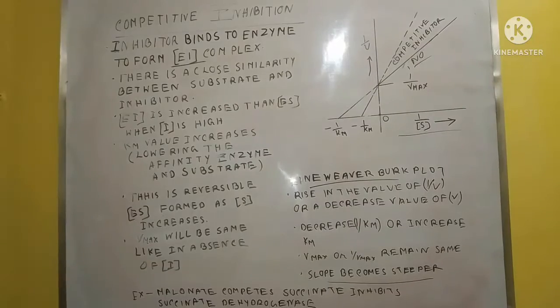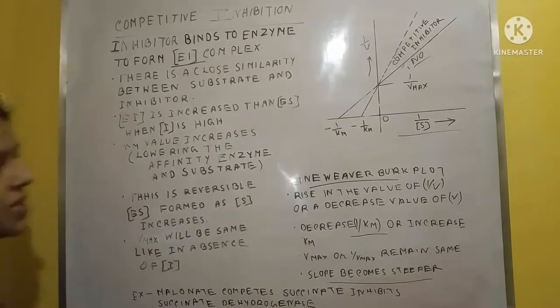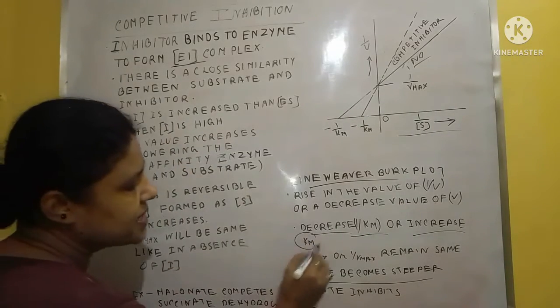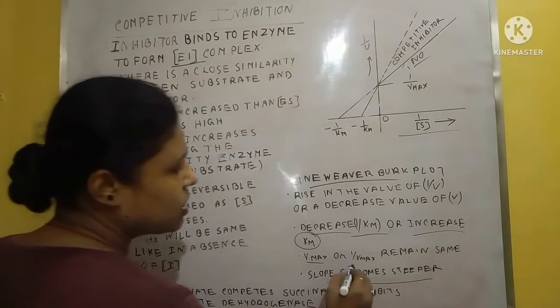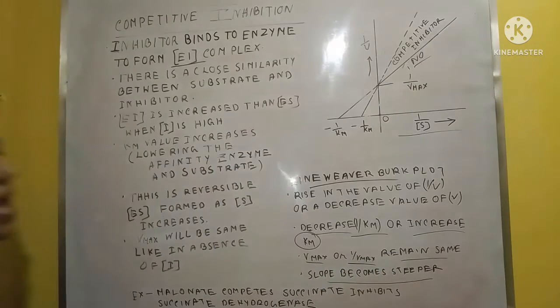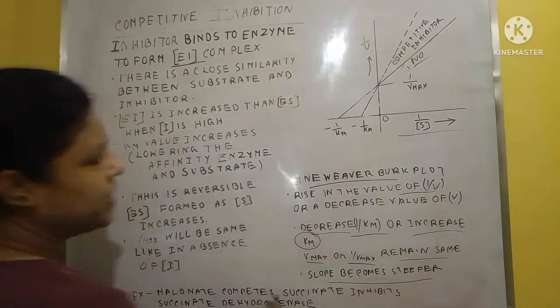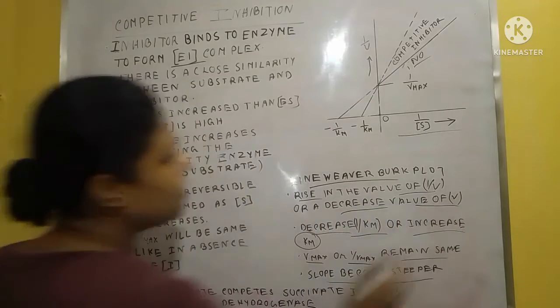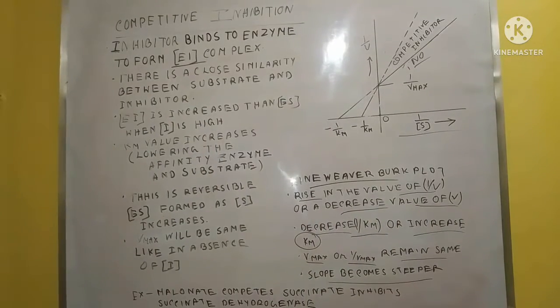And what situation arises here? 1 by Km decreases, but the Km is increased here, and the Vmax or the 1 by Vmax remains the same, and the value of 1 by V rises, but there is a decrease in the value of V. So these are the actual competitive inhibitor conditions, when the inhibitor binds with the enzymes to form the EI complex. These features we can see.